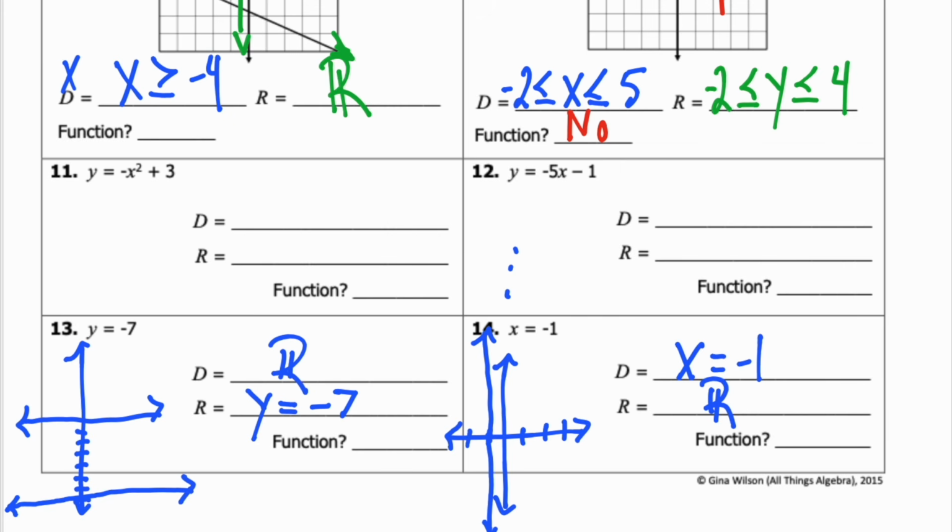If we were to do our vertical line test on this graph, we could see that we are actually hitting every single point on this graph. So no, it is not a function because the vertical line is hitting more than one point. Same thing here. They're asking us, is it a function? Well, if we do our vertical line test, we are not actually going to hit this graph more than once. We're only going to be hitting it once at that -7. So yes, this is in fact a function.